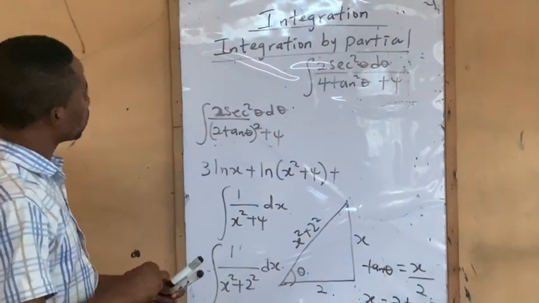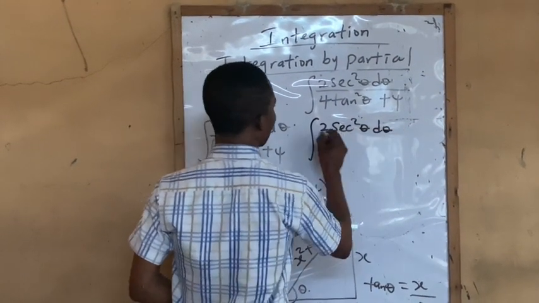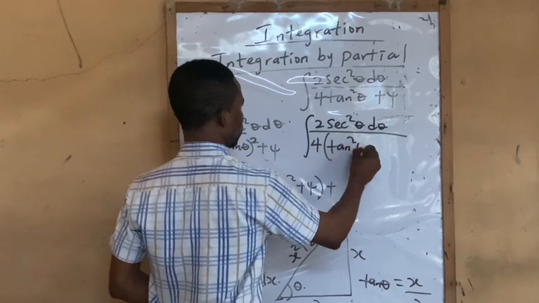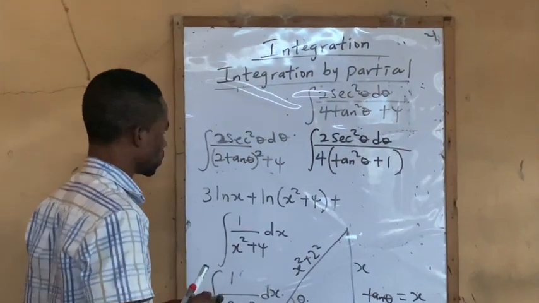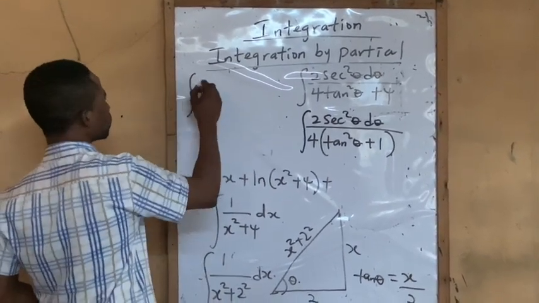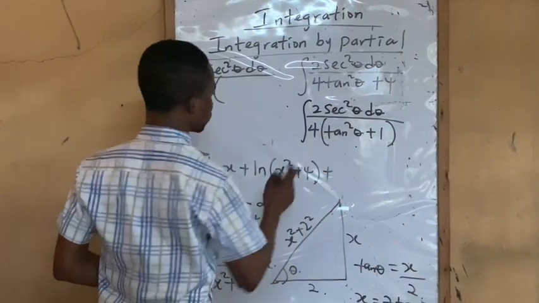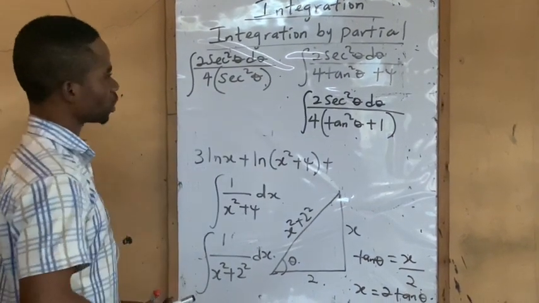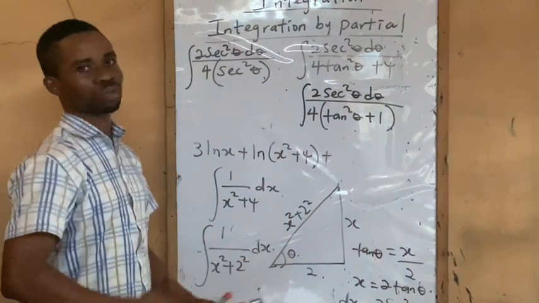This 4 that is here. So after that, what will I do? I'll just say 2 sec squared theta d theta all over, what is common here? 4. I'll factorize it like 4 open bracket tan squared theta plus 1. So that means integral of 2 sec squared theta d theta all over 4, and what is tan squared theta plus 1? Tan squared theta plus 1 is sec squared theta. If you have not watched my videos on how I'm making these identities, you can watch it. Those things will be clear.